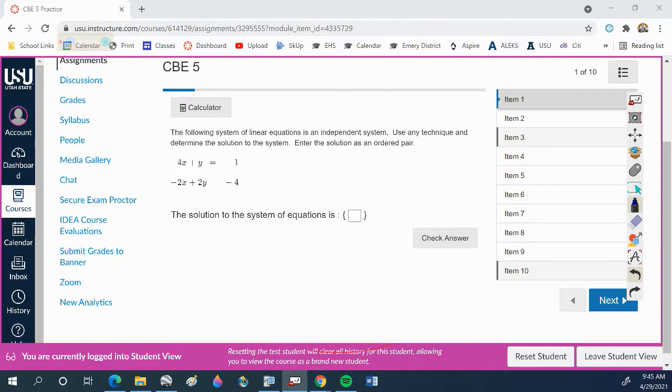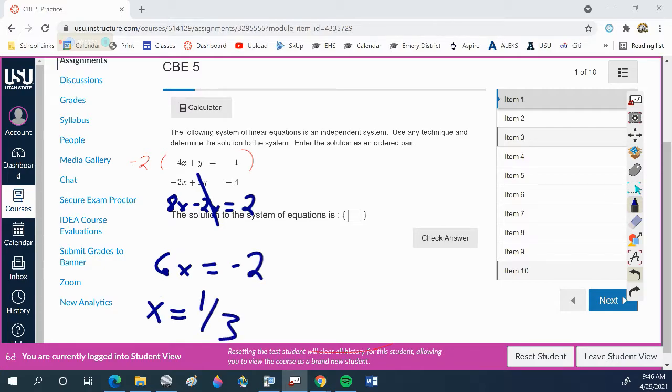For this one, I want to use elimination. You could use substitution. So I will times this by negative 2. And that gives me 8x minus 2y equals 2. And then I can add vertically, and the y's eliminate. 6x equals, do I have a sign wrong? 8 minus 2 is 6x. Nope. So negative 2. So x is negative 1/3. And then I need to plug that back in.